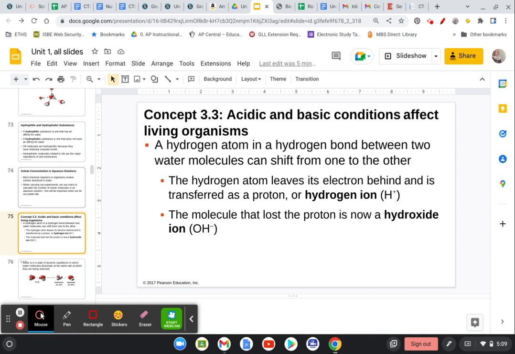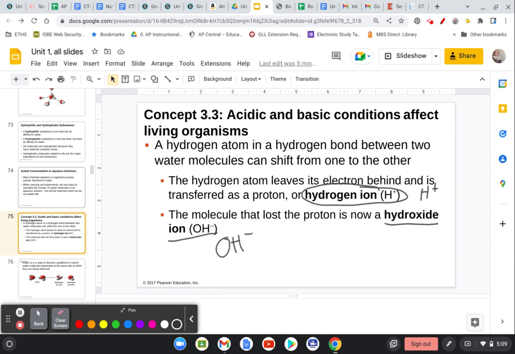As it leaves its electron behind, that means it still has a proton. And if that happens, we get what's called a hydrogen ion, or an H+. On the other hand, sometimes a water molecule can lose its proton. And when it does that, it's called a hydroxide ion, or OH negative, because it has one extra electron. It's lost a proton and it has one extra electron.